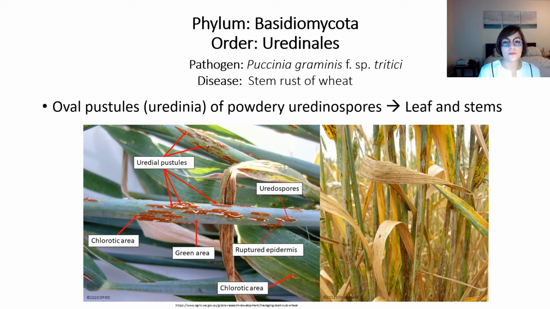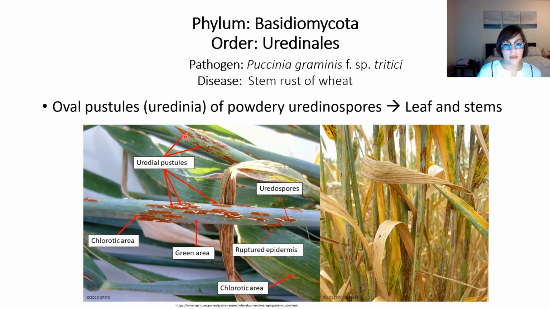Another rust is Puccinia graminis forma specialis tritici, which causes the stem rust of wheat. In this pathogen, different oval structures develop on leaves and stems, and they have urediniospores, which are these orangey and powdery structures. When you pass your finger through them, you're going to have lots of urediniospores on your finger.